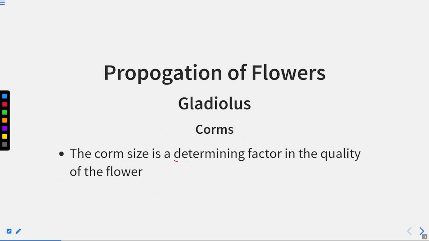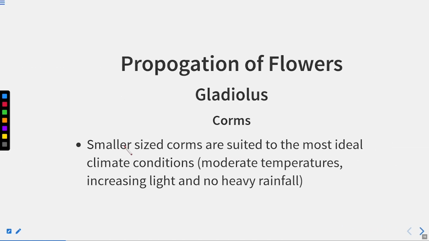The corm size is the determining factor in the quality of the flower. So this corm is very important, as its size determines the quality of the flower. A larger flower means the corm is of good quality, because it develops from a good size corm. So a good size corm gives rise to a good quality flower as well.